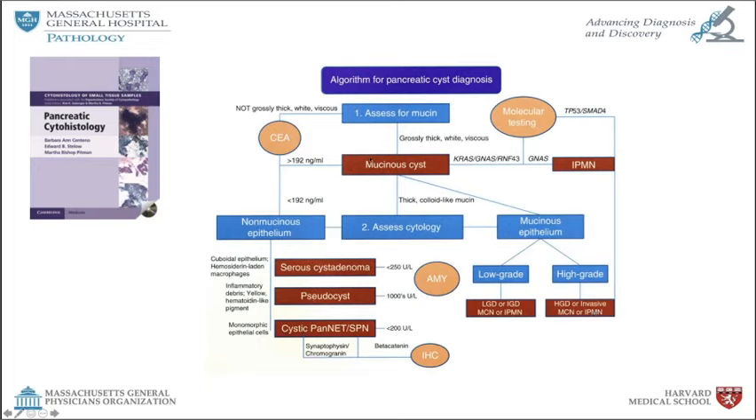So that's how. Flow chart. Very, very nice flow chart. Thank you. You're welcome.